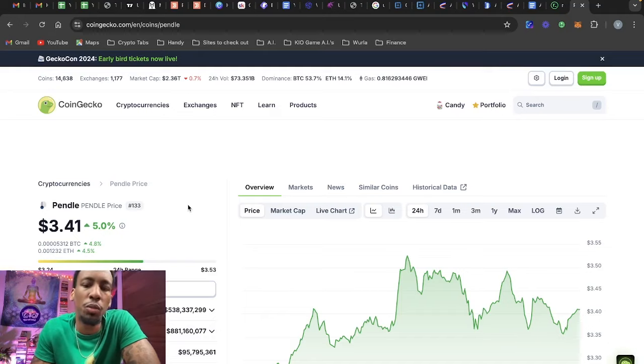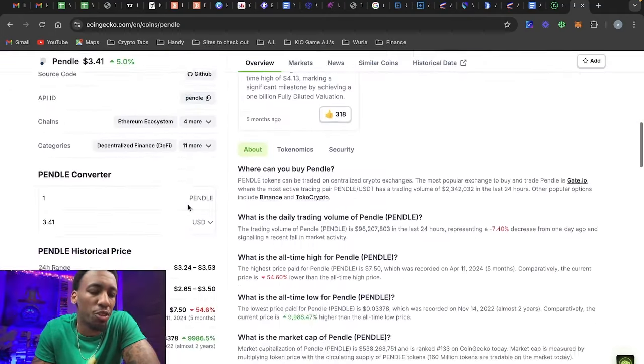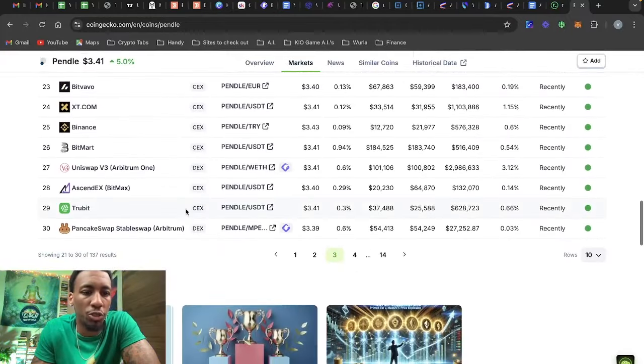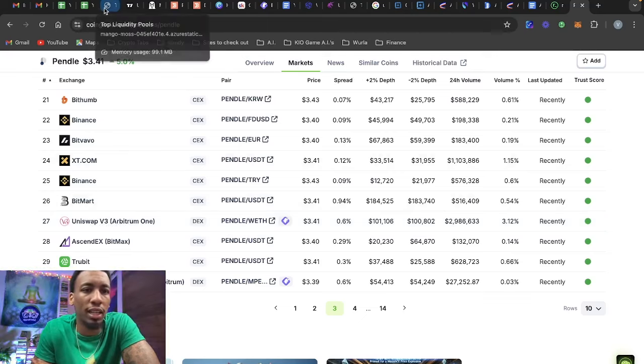Let's say I want to accumulate Pendle Finance, all right? So the old school way, we used to go on CoinGecko, we scroll down here, we find where most of the trading is happening. So you see Pendle wrapped ETH is the top pair, it's number 27 for a DEX, not a centralized exchange, on Arbitrum. That's the old school way, like I said.